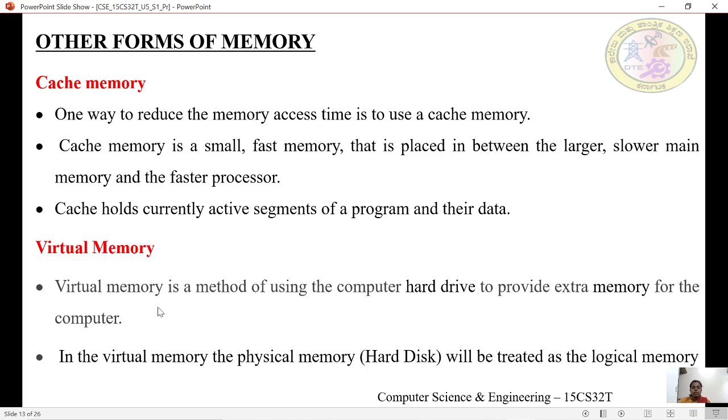If the computer does not have sufficient main memory, then it uses some other memory from the external disk as a primary memory. So that is treated as main memory by the operating system.